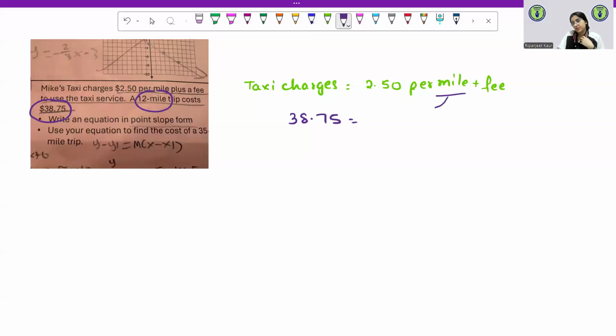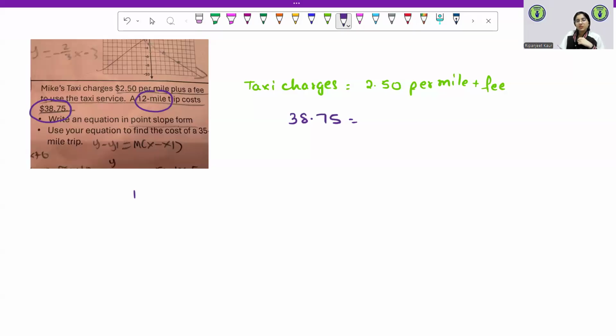For 1 mile, the charges are $2.50. For 12 miles, charges are what? Would you divide 12 by 2.50? Or is it 2.50 divided by 12?